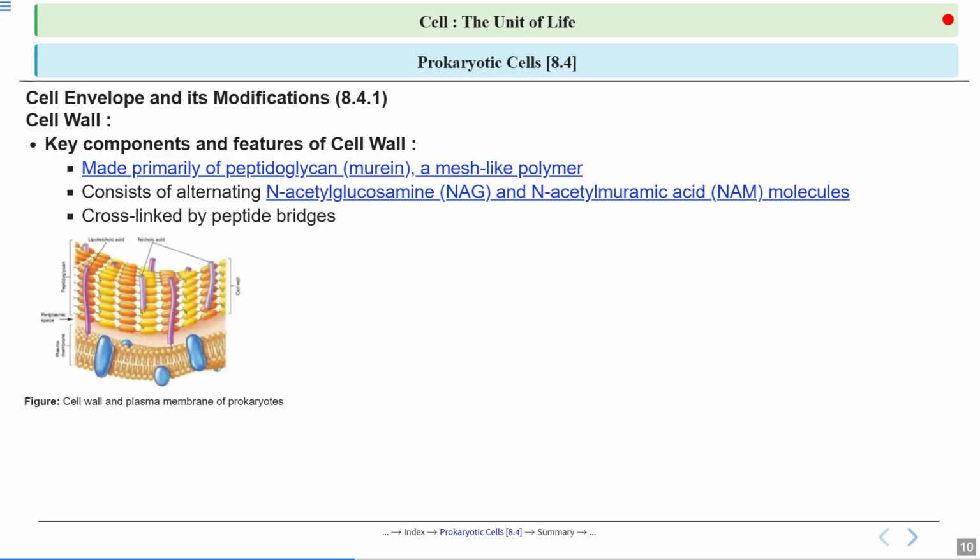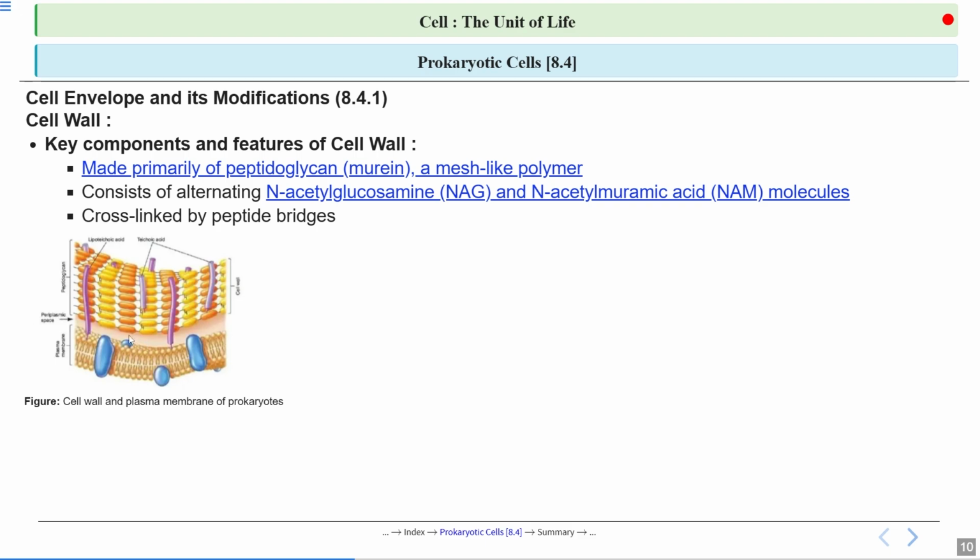Here you can see in this structure the cell wall and plasma membrane of the prokaryotes. The cell wall, as we have discussed, is made up of peptidoglycan. Below the cell wall, you have the plasma membrane. And between the cell wall and the plasma membrane, you can see there is a periplasmic space.